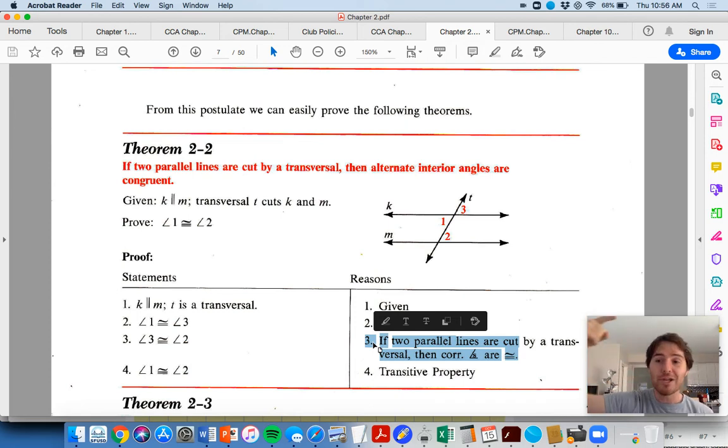We don't have appropriate justifications. We only have appropriate justifications going one way. That's why we call proofs and theorems a chain of reasoning, where, okay, I have to make this assumption.